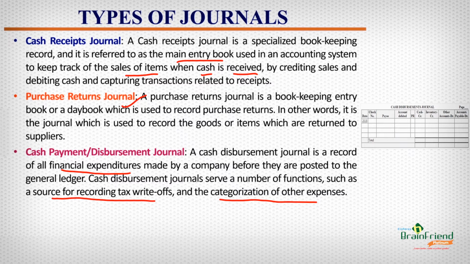A typical cash disbursement journal is what you have here. Here we have your date, you have the check number if you're using a check, then who are you paying it to, and then the account debited. Then we also have other features such as cash, if there was a credit coming in, inventory, and then other accounts debited, and then accounts payable. So there you have it, a typical cash disbursement journal.